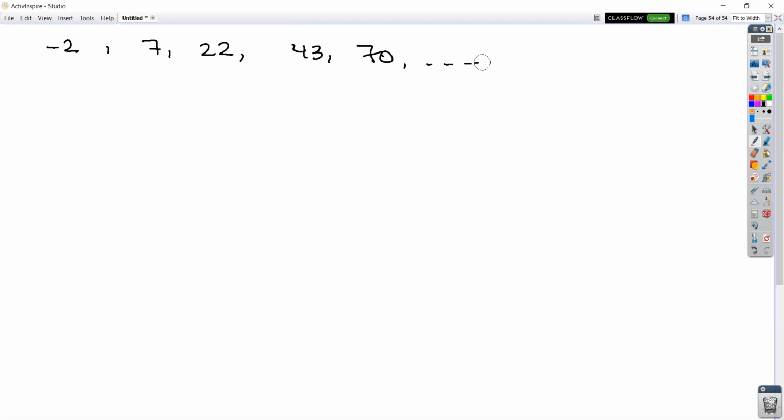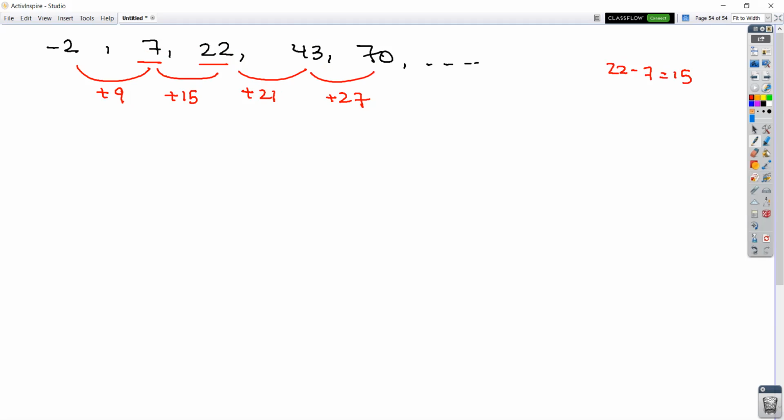Now I'm going to find the first difference of the sequence. So this would be plus 9, this would be plus 15, this would be plus 21 and this would be plus 27. How to find the difference is, I'll show you with this term to this term, between the third and the second term. For example, you do 22 minus 7 and that would be 15.